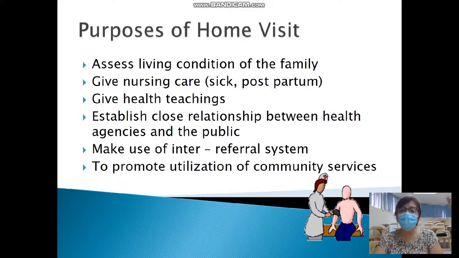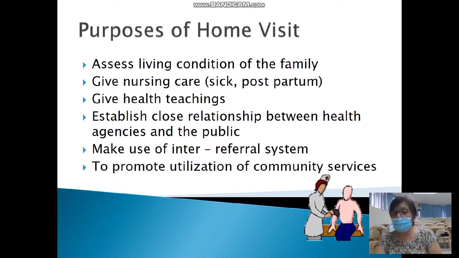What are the purposes of home visit? To assess the living condition of the family, and give nursing care for the sick and postpartum. Usually, what kind of sickness are there? Maybe diabetic patients, hypertensive patients, and those mothers who just delivered, that is postpartum. Give health teachings. Establish a close relationship between health agencies and the public, and make use of the inter-referral system.